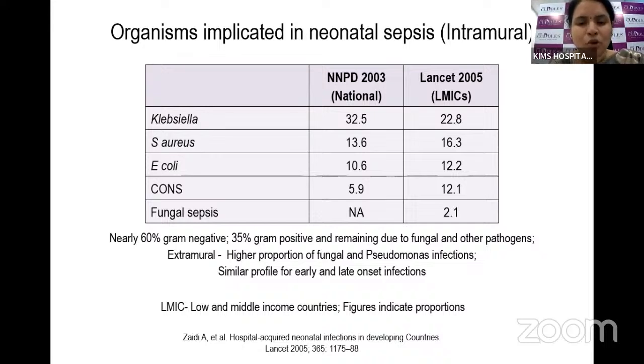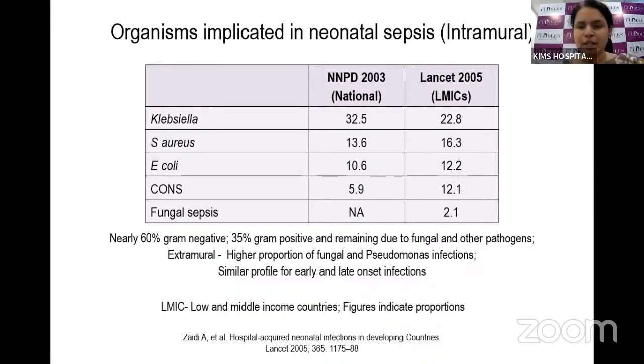So this was the single most common organism that was isolated, followed by, among the gram-negatives, E. coli. However, the second most common bacteria that was isolated from neonatal units was a gram-positive bacteria, which was Staphylococcus aureus, accounting for 13.6% of the isolates. In the NNPD database, the incidence of fungal sepsis was not explicitly reported.